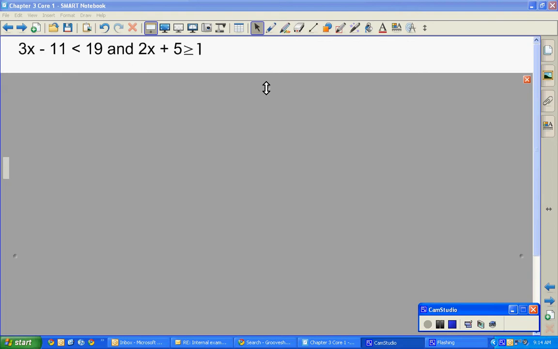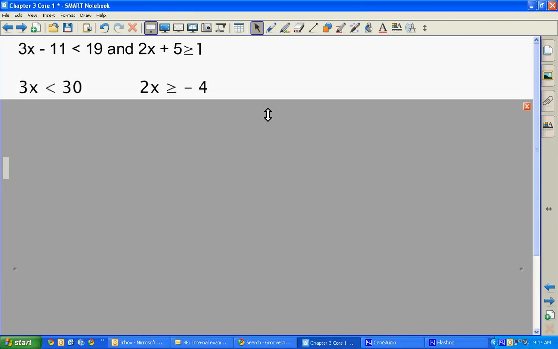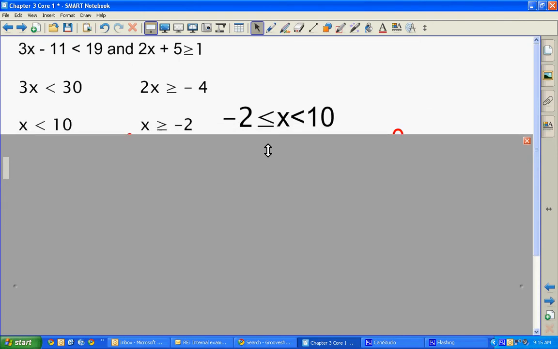We actually continue on doing what we've done before, solving each inequality separately, and then look at how they combine, usually on the number line. Let's have a look here. So if we start to solve them, 3x is less than 30, 2x is greater than or equal to minus 4, so x is less than 10 and x is greater than or equal to minus 2.